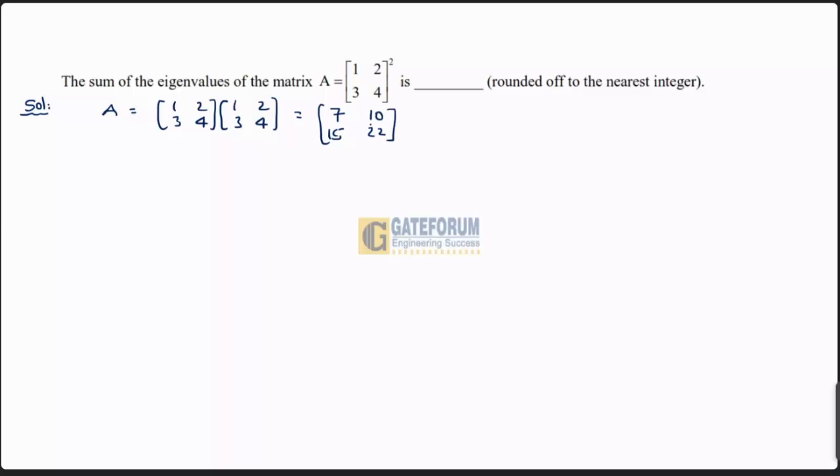Okay. The question requires the sum of the eigenvalues. According to the properties of eigenvalues, the sum of the eigenvalues of the matrix is equal to the trace of that matrix. Sum of the eigenvalues of the matrix A is equal to trace A.